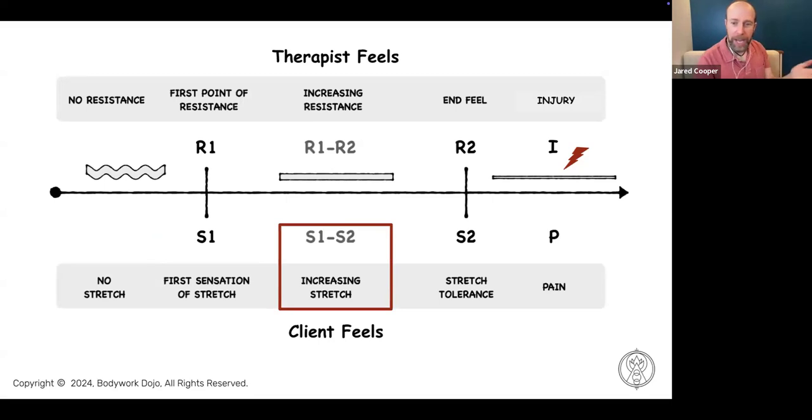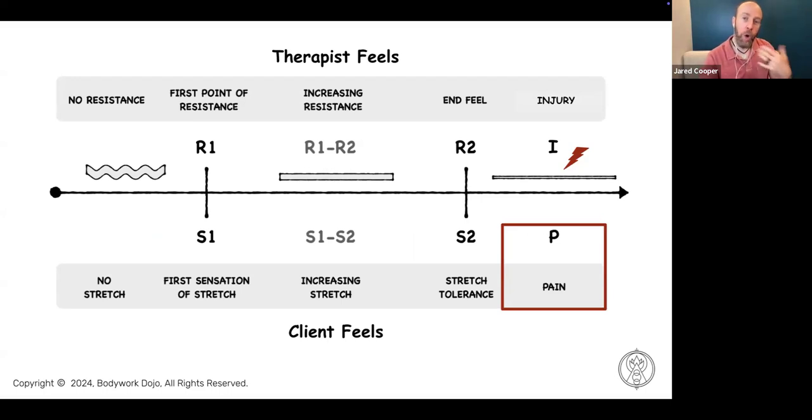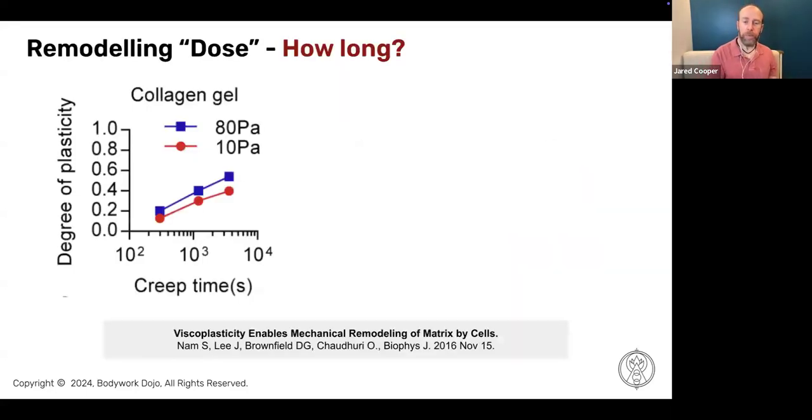Then you've got S1 to S2 as the stretch increases, and then S2 is the stretch tolerance. That's as much as they will allow you to go. And anything beyond that corresponds to pain, which is their sensory experience. Okay, so I want you to focus right now on the R, R1 to R2. It's taking the slack out of the tissue and stretching it all the way till you get to the end point, which matches usually that person's stretch tolerance. Just keep this in mind as we go.